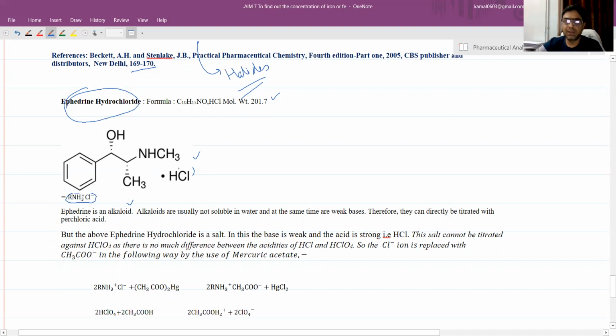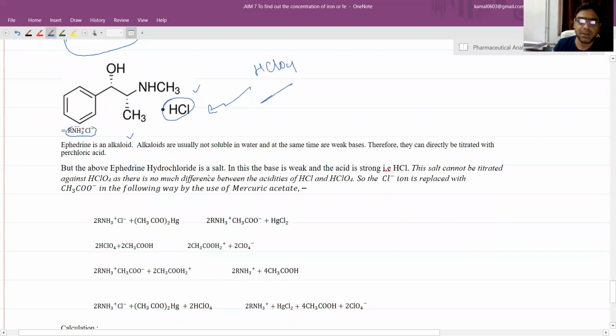But the thing is that the HClO4 which we are using is an acid, and this HCl is also an acid, so it will not be titrated directly. So what we do here, and this is the basic principle behind it, is that all the bases existing in the form of hydrochloride salt are treated with mercuric acetate. This is the mercuric acetate. They form mercuric chloride, and the Cl gets replaced by the acetate ion.